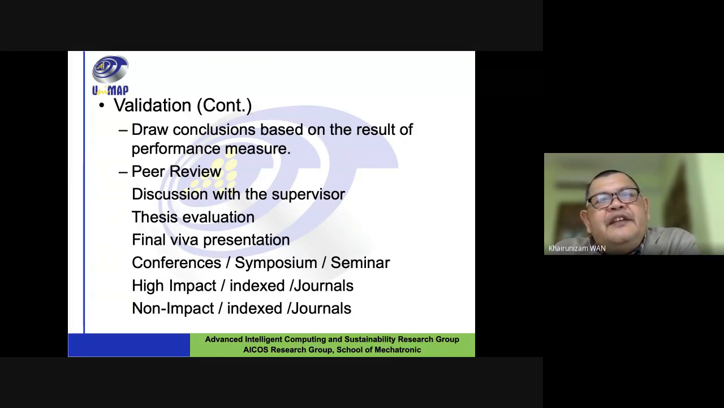Conference, symposium, seminar. This is for the higher level degree, for masters or doctoral. High impact index journal, non-impact index journal. This one is for the higher level study, like masters and doctoral degree.